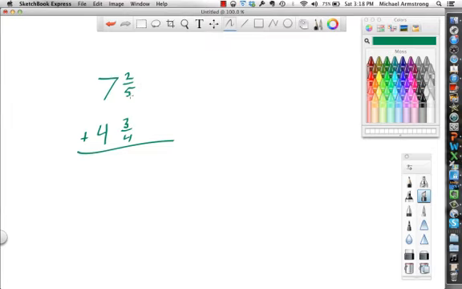7 2/5. Fifths and fourths both go into 20ths. So this changes into 7 and some number of 20ths. This changes into 4 and some number of 20ths. Now we have a common denominator, and we just have to figure out how to get to 20ths. 5 times 4 is 20, so 2 times 4 is 8. 4 times 5 is 20, so 3 times 5 is 15. And we're adding.